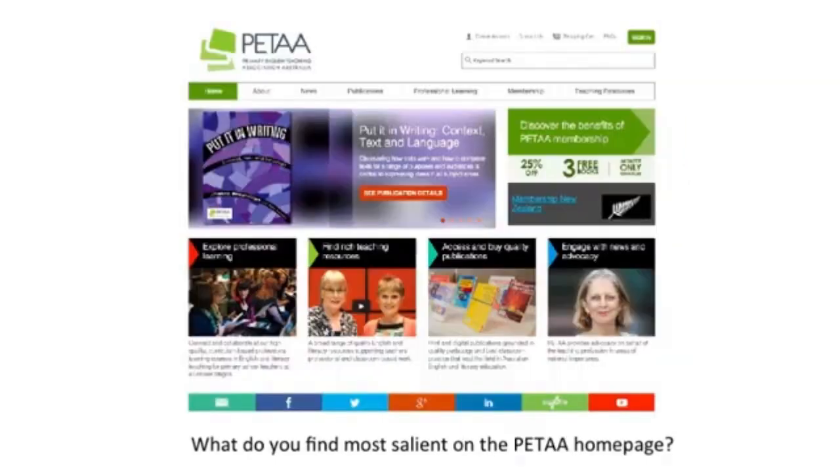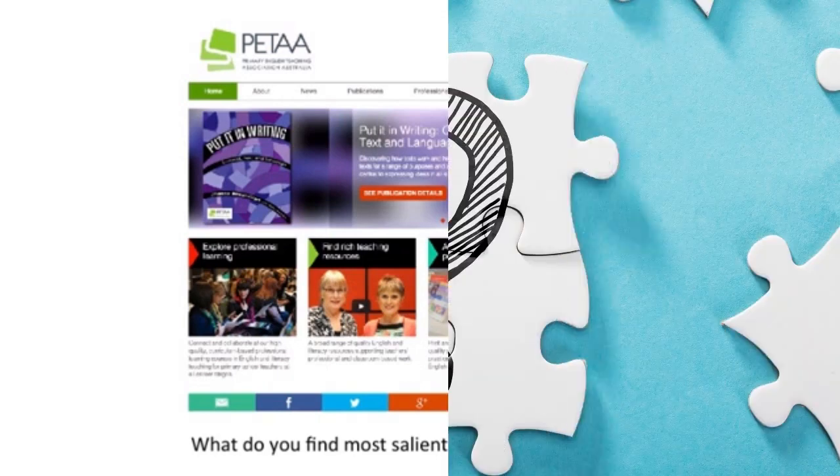Take a moment to have a look at each of those different multimodal texts and have a think about what part of each text attracts your attention first. What is most salient for you?